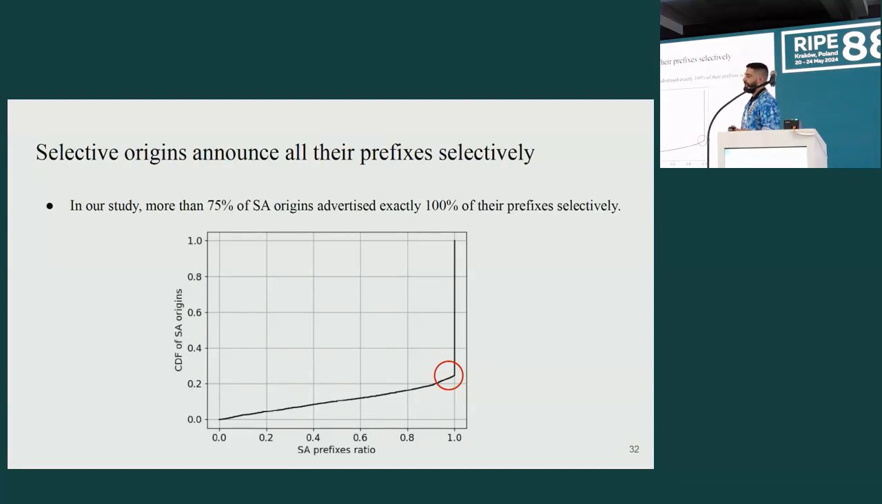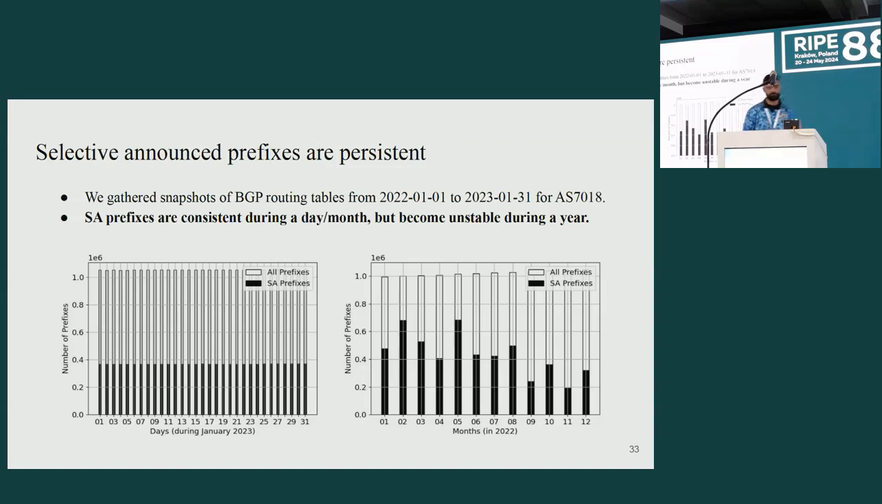Due to time constraints, I won't say a lot about this CDF, but what I want to say here is that if you are a selective announcer and you announce selectively at least one IP prefix, then probably you advertise selectively 100% of your prefixes. Because as you can see here, approximately 75% of the selective announcers announce exactly 100% of their prefixes selectively.